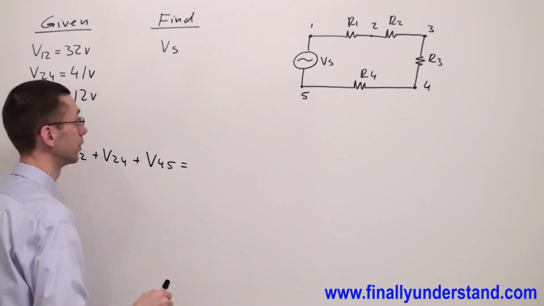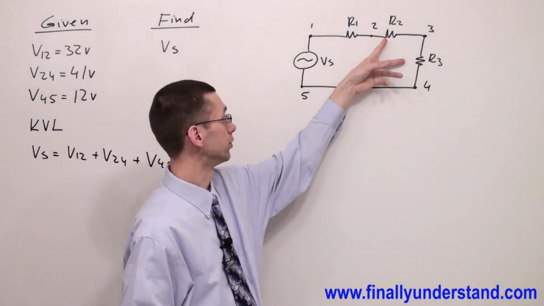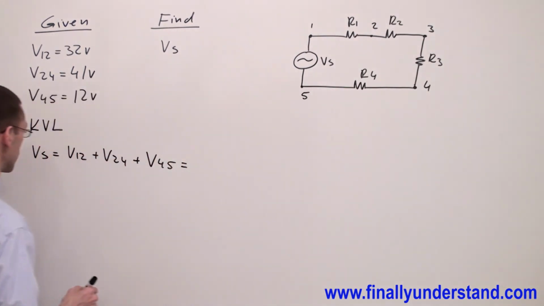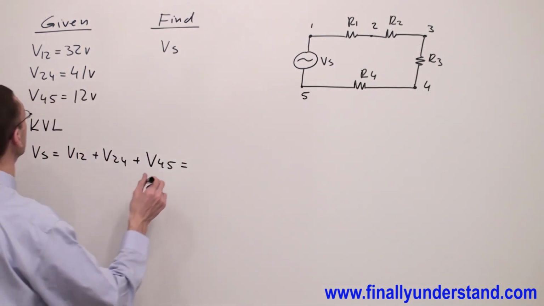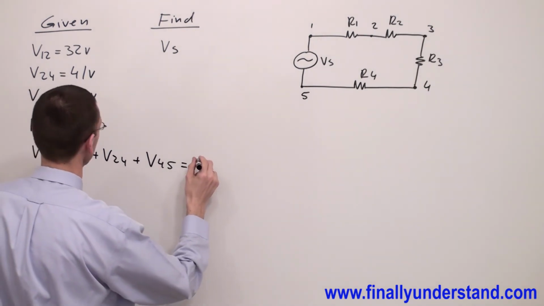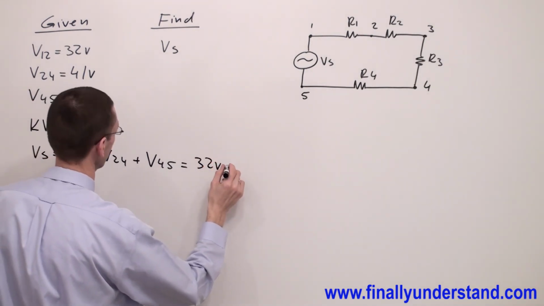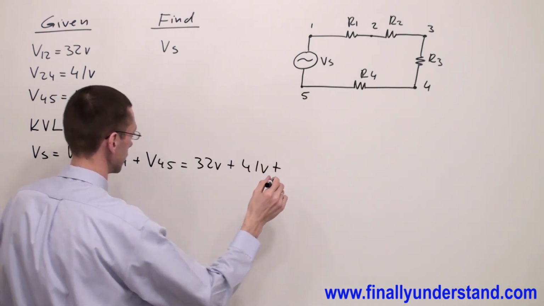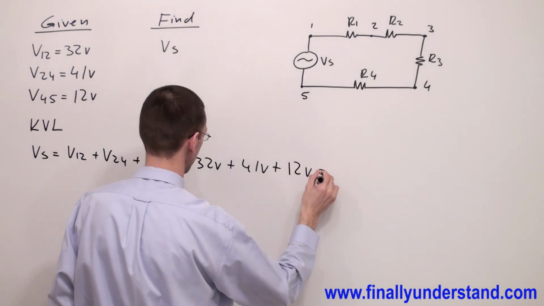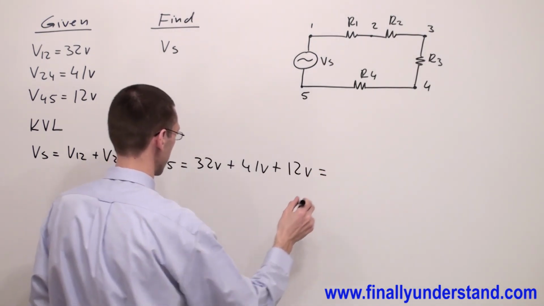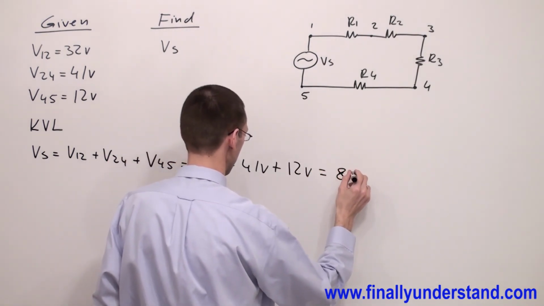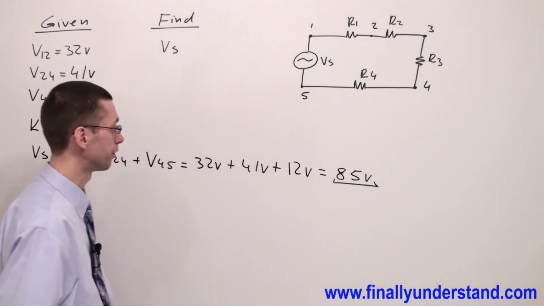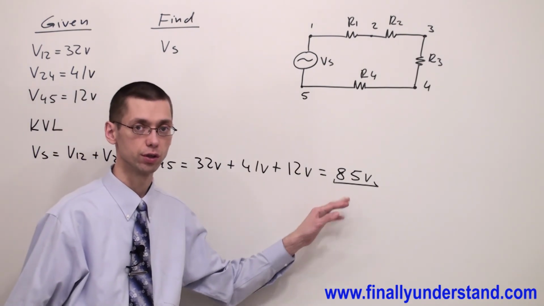V45. Okay, so this voltage plus these two voltages together plus this one has to give me the voltage source. So this is going to be equal to 32 volts plus 41 volts plus 12 volts, which is equal to 85 volts. So we found the voltage source, and this is the solution to my problem.